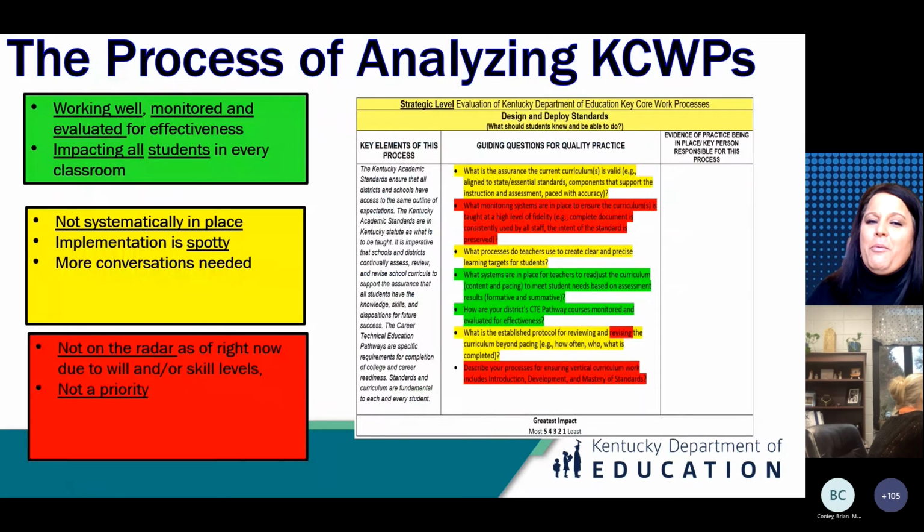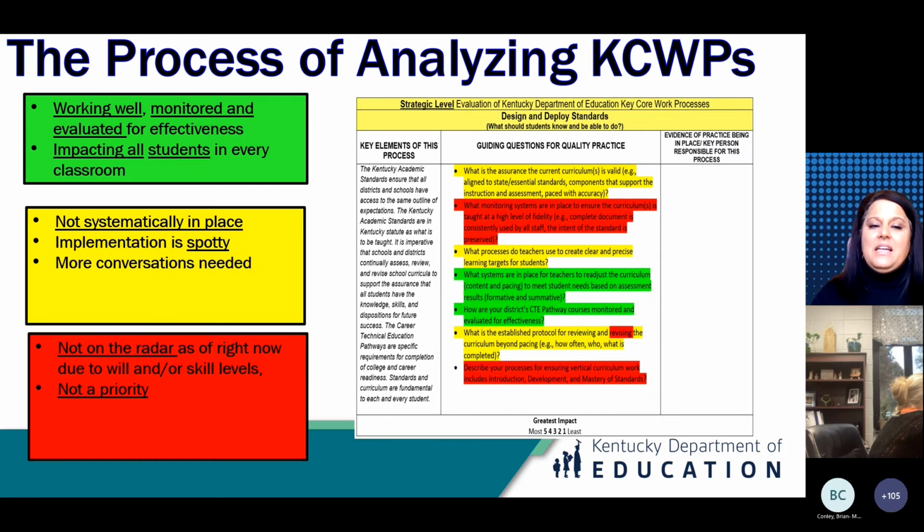So here is our process that we encourage and that we coach schools through in terms of analyzing these key core work processes. Again, Ruth spoke about the links that you'll find on the website as well as on the school improvement areas within the KDE website. Also, these documents come in two particular areas, and what you see on the screen is the strategic level, and I'll talk more about that in just a minute.